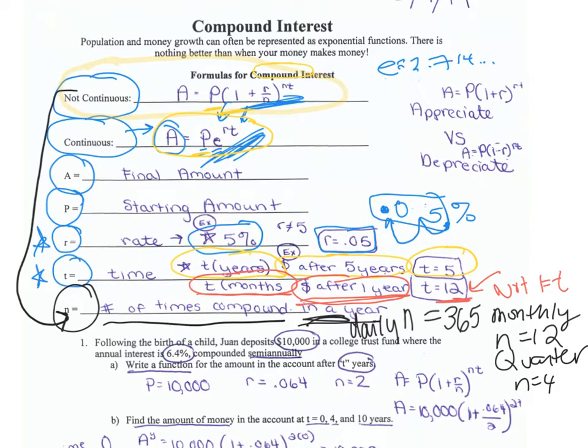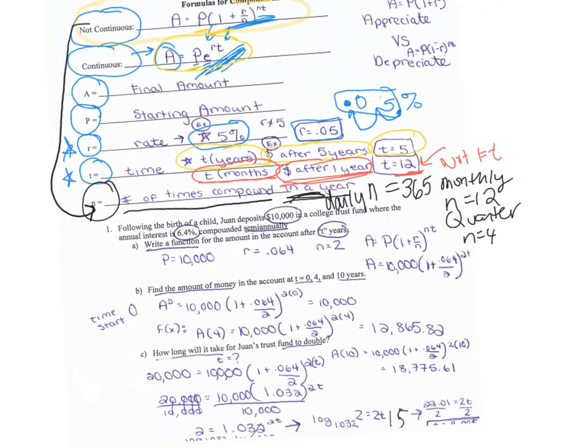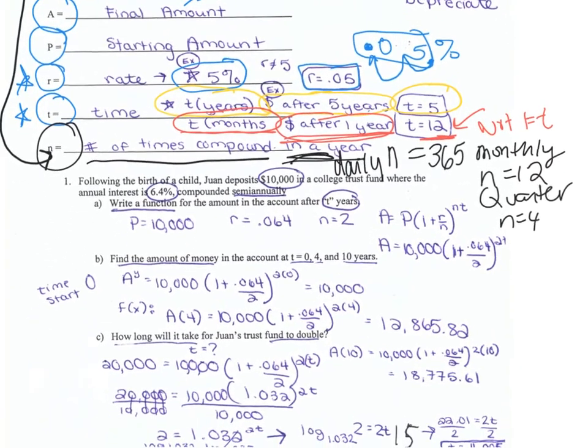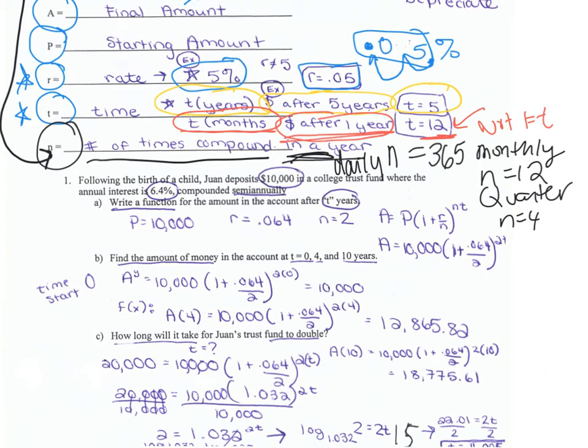So with all that being said, let's look at the first problem. Again, you guys are going to fill this out and then submit it as your work for the day, okay? So let's look at number 1. It says, following the birth of a child, Juan deposits $10,000 in a college fund trust where the annual interest is 6.4%, compounded semi-annually.